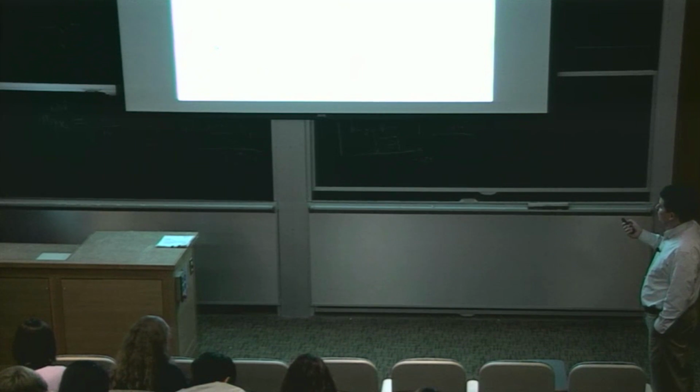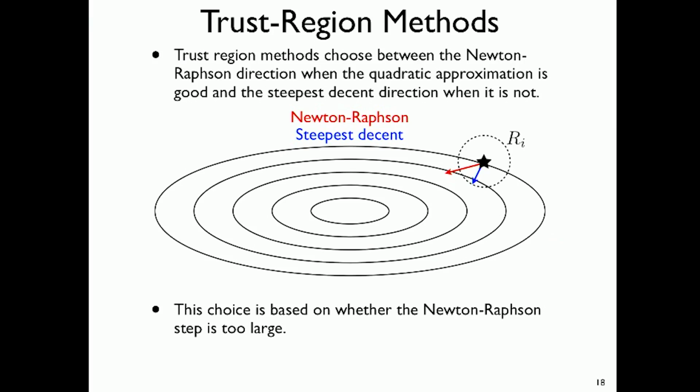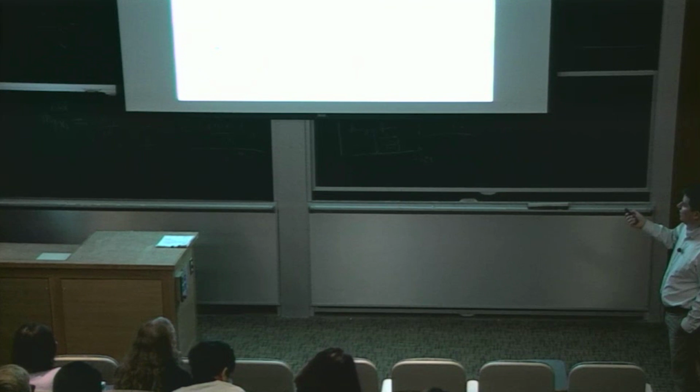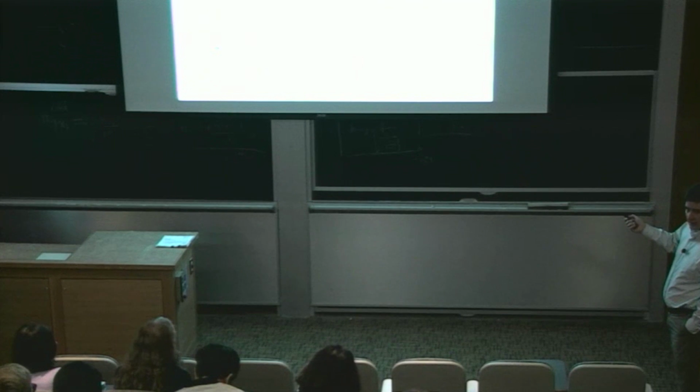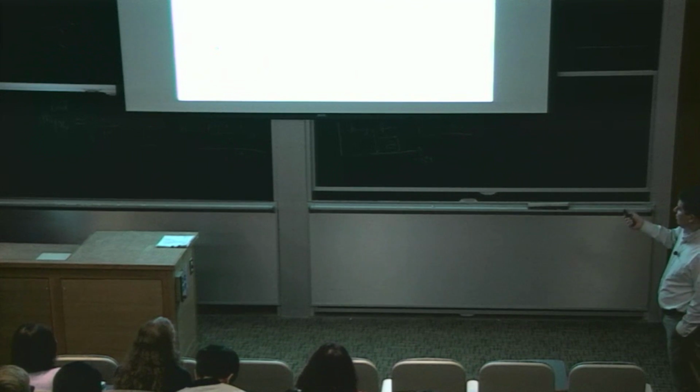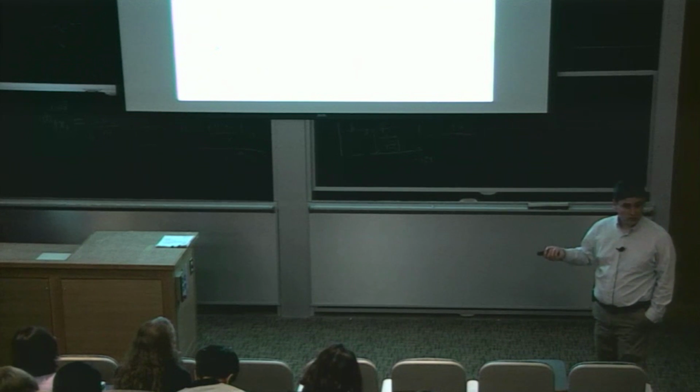If you're at a point, you might draw a circle around that point with some prescribed radius, Ri. This is our iterate, xi. This is our trust region radius, Ri. And we might ask, where does our Newton-Raphson step go? And where does our steepest descent step take us? Then, based on whether these steps carry us outside of our trust region, we might decide to take one or the other.